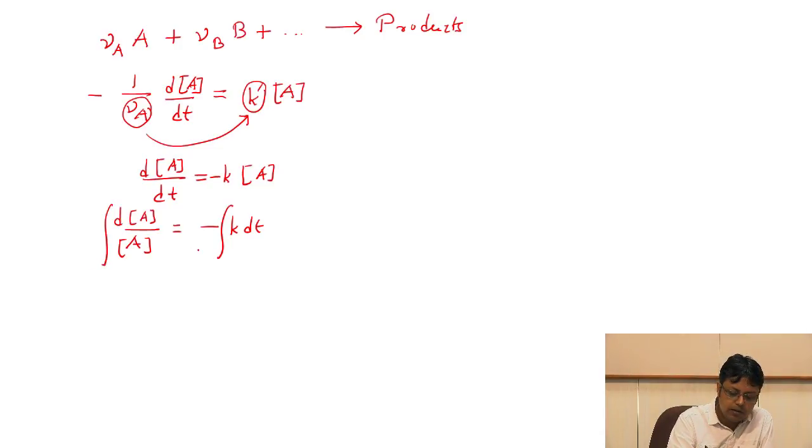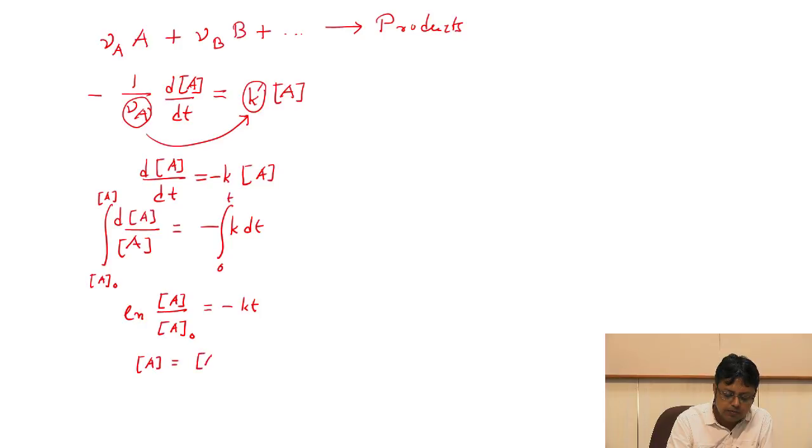You go from 0 to some time t, and initially suppose I have a concentration A0 which goes to A. You know this first order rate equation, what is the integrated form, from when you did radioactivity. That also follows the first order rate equation. So we'll have ln A by A0 is minus kt, or you can write it in exponential form, where A is nothing but A0 into e to the power minus kt.